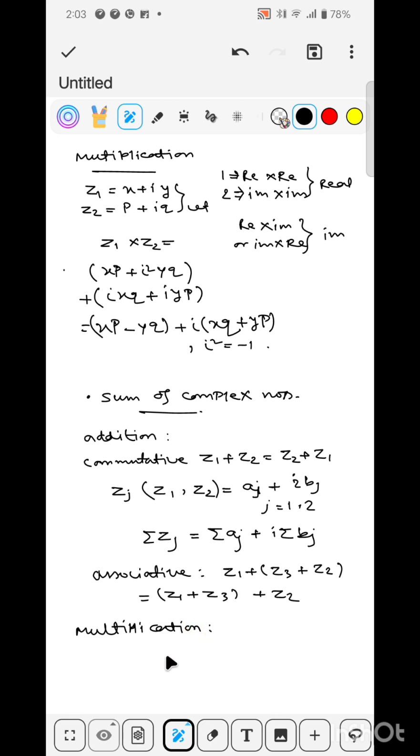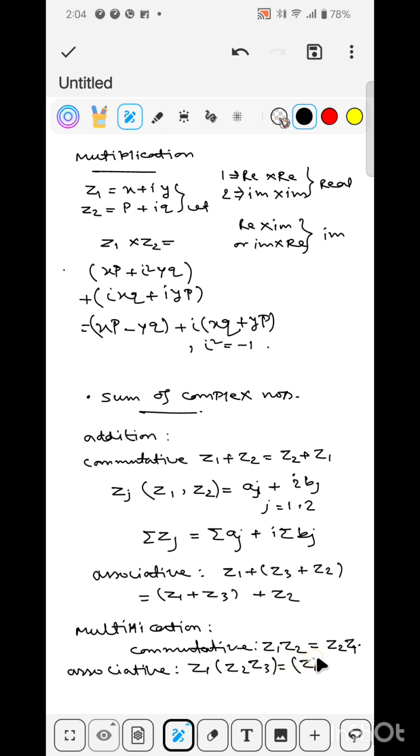Then multiplication. Here also commutative property and associative property hold. Commutative property, that means z1 z2 is equal to z2 z1, and associative property, z1 into z2 z3 in bracket is equal to z1 z2 in bracket z3.